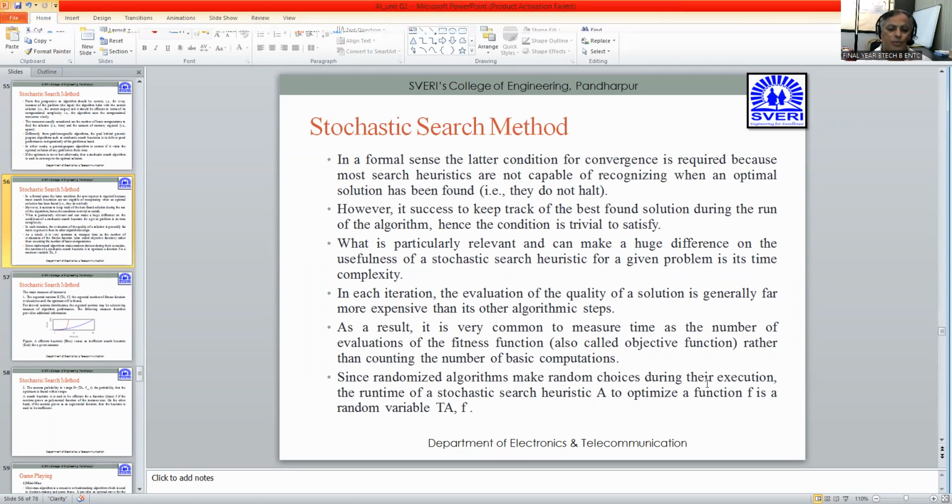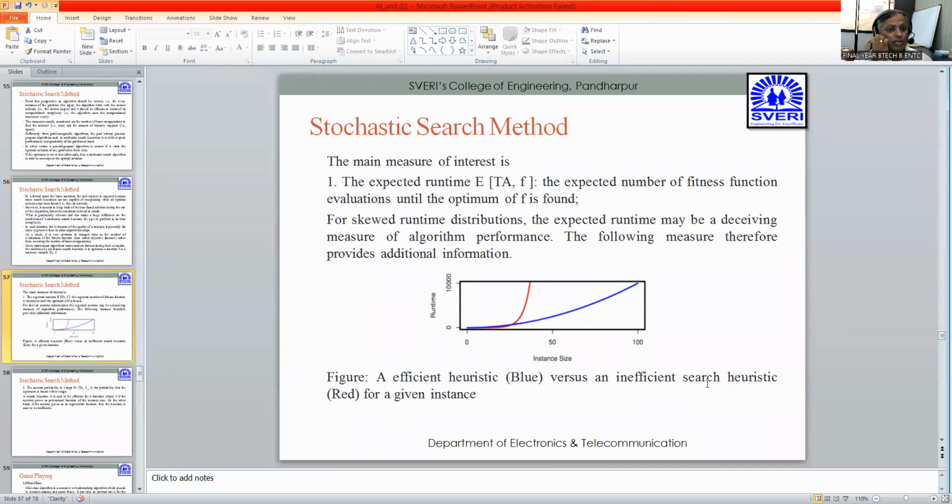So obviously, when there is a heuristic search A which is used to optimize a function F, then we get a random variable T A comma F. Now T A comma F is the most important parameter as far as this is concerned. Now, what are the interesting things that come under stochastic search methods? The first is the expected runtime.